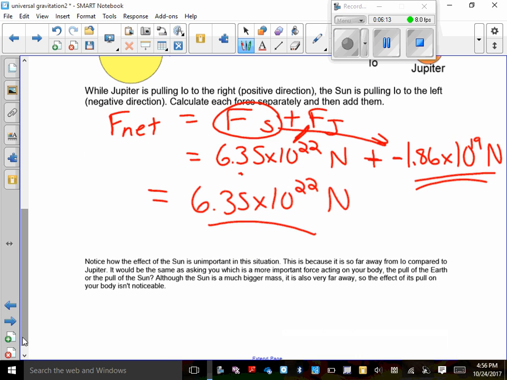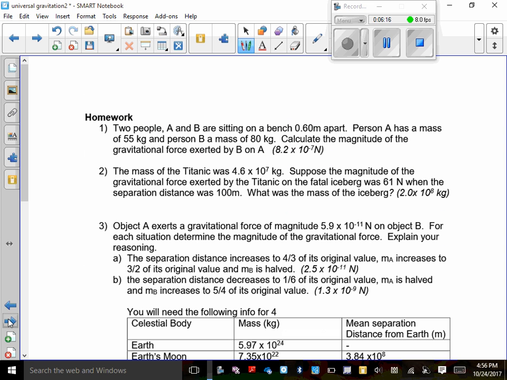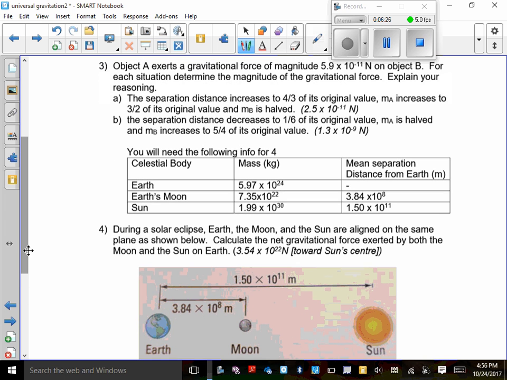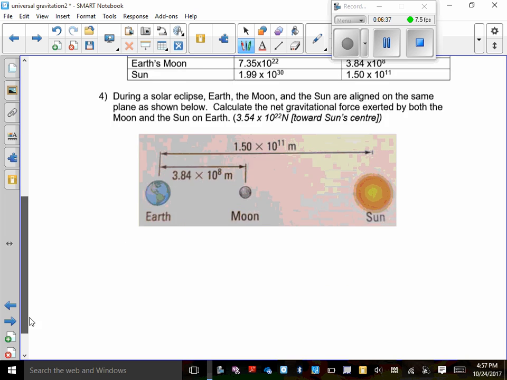Okay, you have some problems to try. What I want you to notice is that I do have the answers written right there. So these are checks for yourself to find the answers. Okay, notice they're right here. Just be aware that if they are a little bit off, it could be because we use 9.8 versus 9.81 for the acceleration due to gravity.